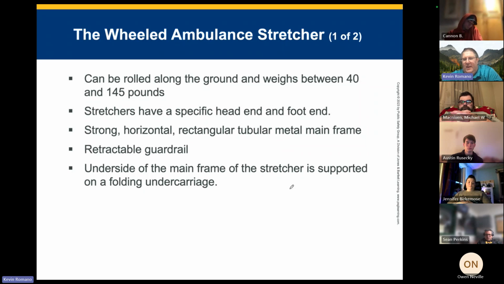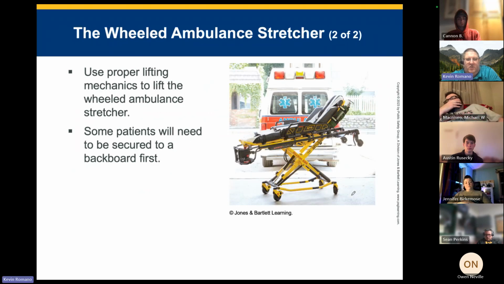Stretchers have a specific head and foot end. And stretchers have a strong horizontal rectangular tubular metal frame. Right? Stretchers should be pulled and pushed and lifted only by the main frame or its handles. Right? Most models have a second tubular frame made up of 3 sections that is attached within or above the main frame itself. As you can see on here, this is one of the newer Strykers.